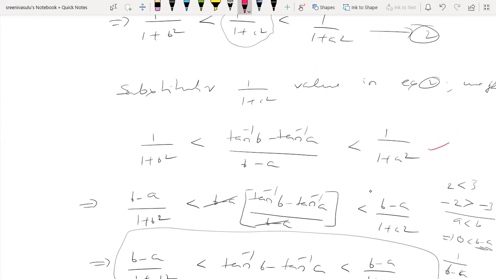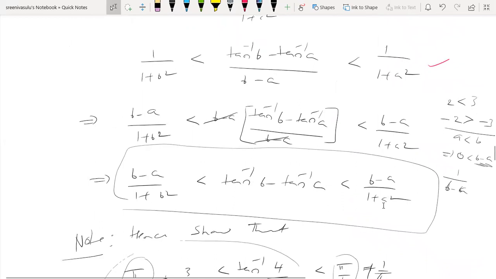(b−a)/(1+b²) becomes (b−a)/(1+b²) less than b−a, here b−a gets cancelled. In the right hand side inequality term, (b−a)/(1+a²). Now the resultant inequality becomes (b−a)/(1+b²) less than tan⁻¹b − tan⁻¹a less than (b−a)/(1+a²).